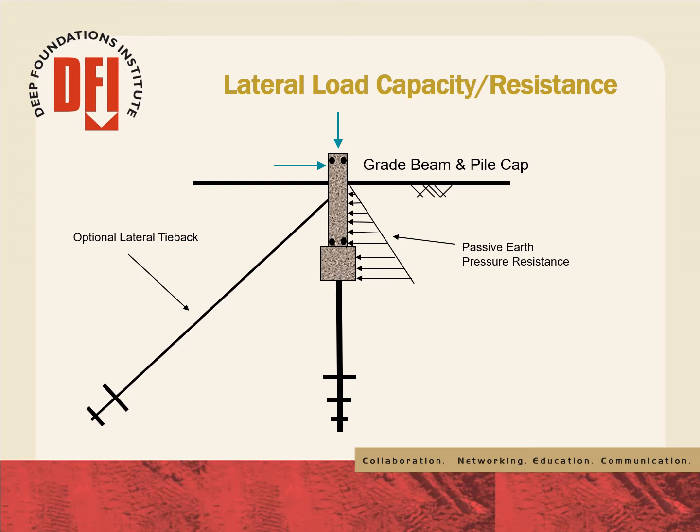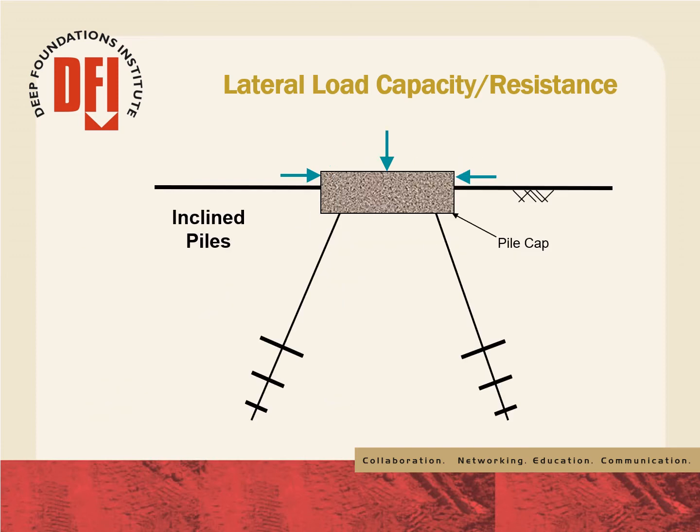Lateral capacity can also be mobilized via other foundation elements, such as the grade beam and optional lateral tieback anchors. Helical piles can be installed at a batter. The orientation of the piles then allows them to resist lateral loads.